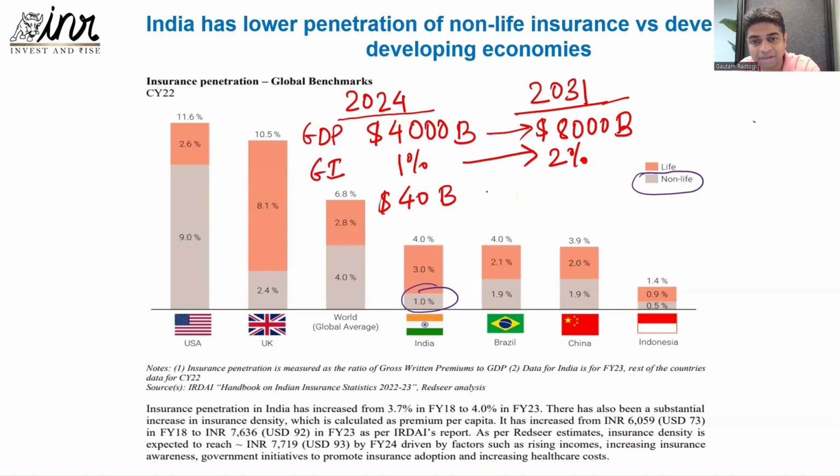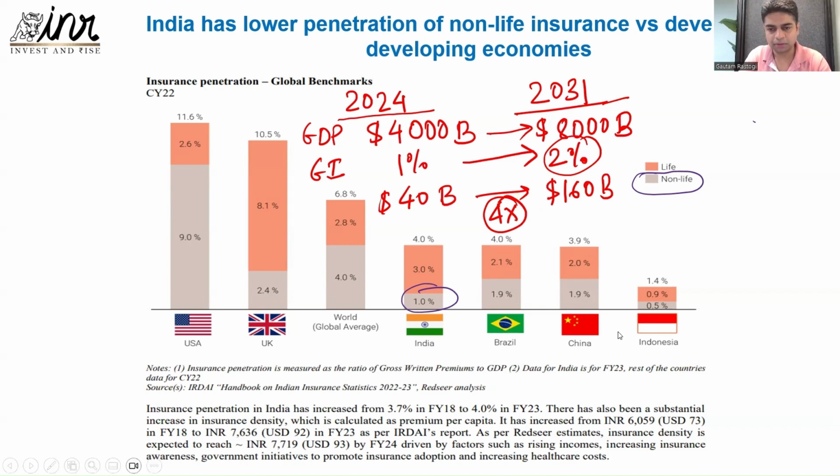So these premiums of 40 billion would grow to 160 billion. The growth would be 4x if this were to happen in the next 8 to 10 years. So regardless of whether this 2% number is exact, there will be a lot of growth in insurance, especially non-life insurance, because this is a very under-penetrated sector in India. Now let's move forward.